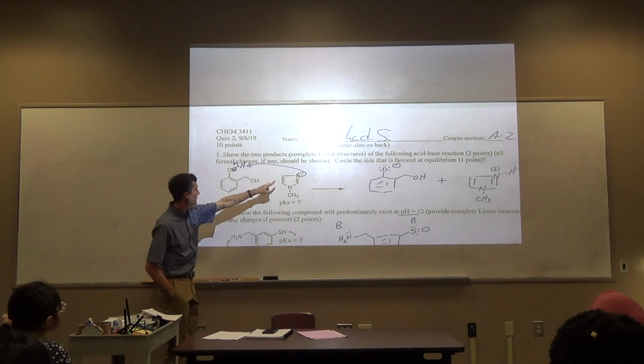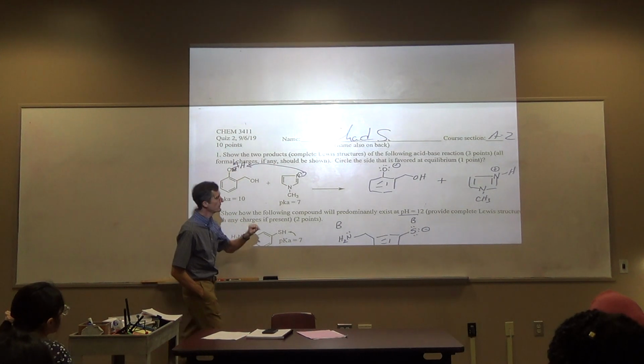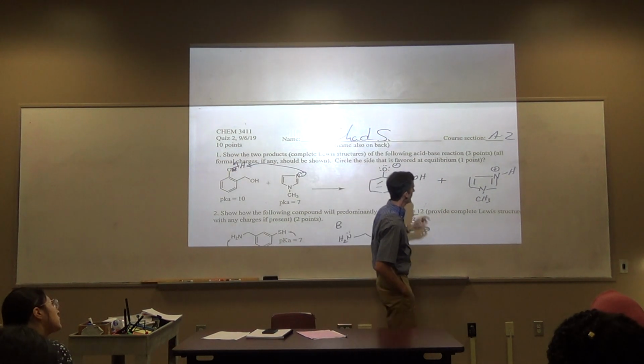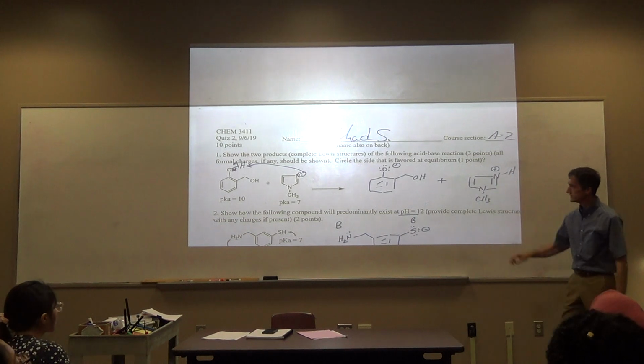Acid-base reaction: the lone pair takes the H, electrons move on to oxygen, becomes a third lone pair, that's a minus charge, and nitrogen binds to H. How'd we do?